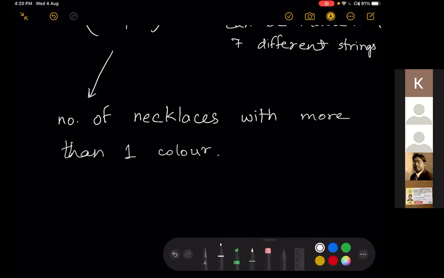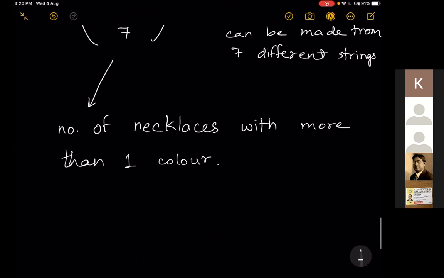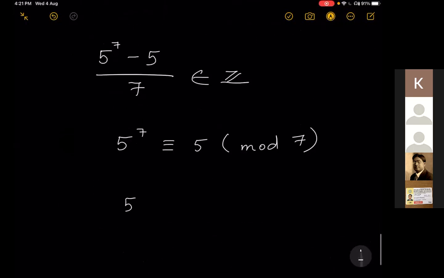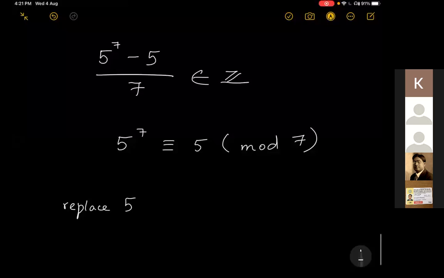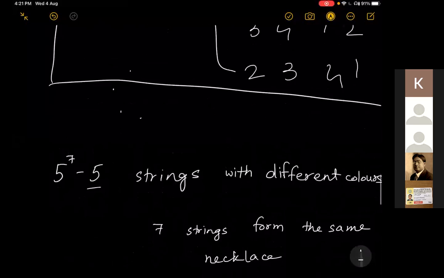Okay, so this is the number of necklaces. So this has to be an integer. So 5 to the power 7 minus 5, divided by 7, is an integer. So can I say 5 to the power 7 is congruent to 5 mod 7? Yes, sir. Okay, now replace 5 with A, 7 with P, and repeat this entire argument, you will get Fermat's little theorem.